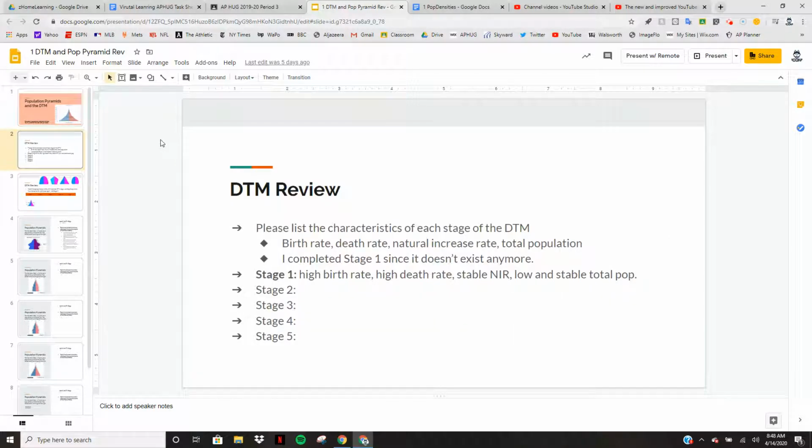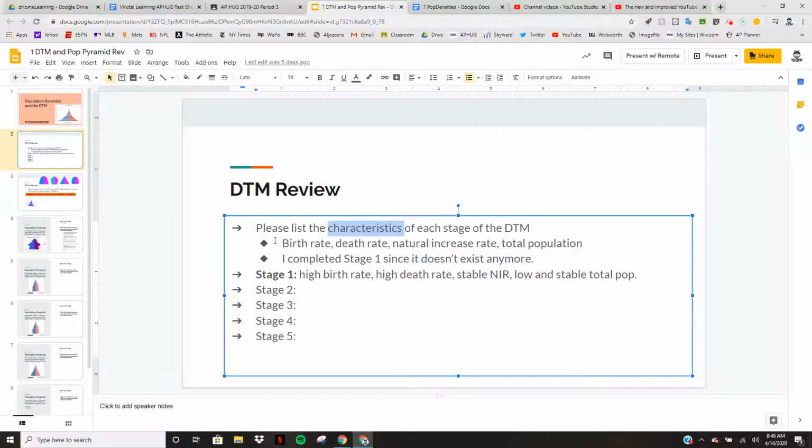So the first thing you're going to do is on this slide. You're going to list the characteristics of each DTM stage, and we have 4 characteristics. I did stage 1 for you guys, and what am I noting about the birth rate? That it has a high birth rate. It also has a high death rate. Because of those 2 things, you're not going to have a lot of natural increase, right? They're sort of being canceled out. So it's pretty stable. And as a result of the increase rate being stable, you have a very low total population, especially as compared to some other stages.